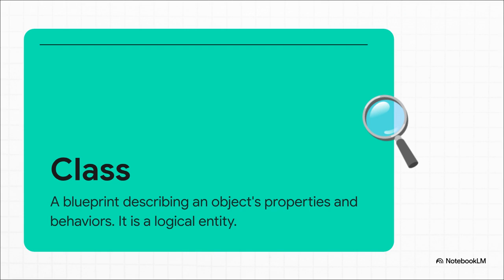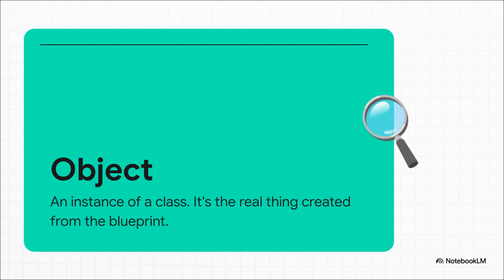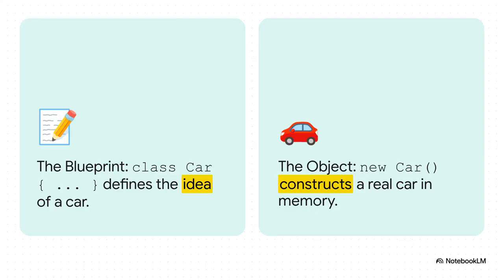Not yet. And that brings us to the object. An object is what you get when you actually use the blueprint to build something. It's the real, tangible thing that exists and takes up space. So if a class is the blueprint for a car, an object is the actual car rolling off the assembly line. And here's exactly what that looks like in Java.